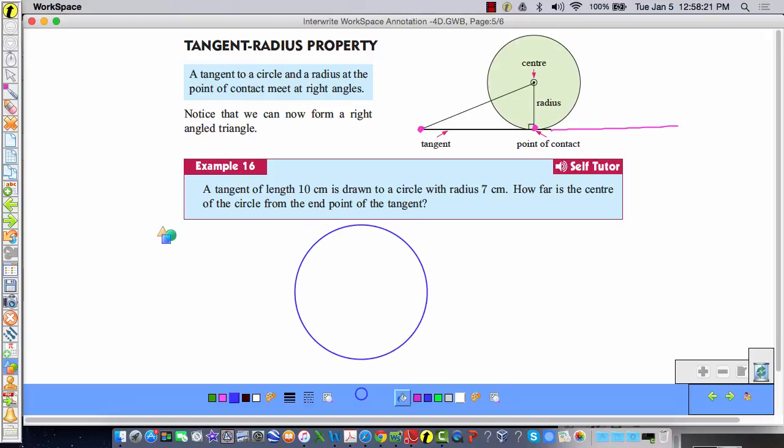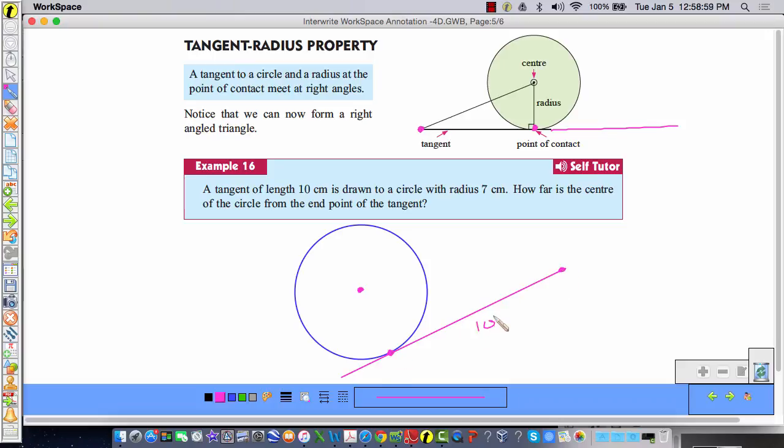Here we go. Got myself a circle. A tangent of length 10 centimeters is drawn to a circle. So I'll draw one here. Oops, that's a circle. Let me go to my line tool. And here. Okay, so I'm going to draw a tangent line there, and I'm going to draw my point of tangency. It appears to be right there, and here's the center of my circle approximately, and it tells me a tangent of length 10 centimeters. So let's be clear that that length is from the end point to the point of tangency.